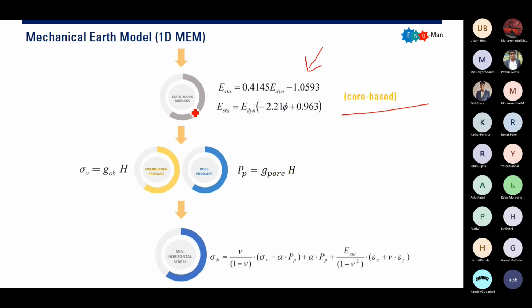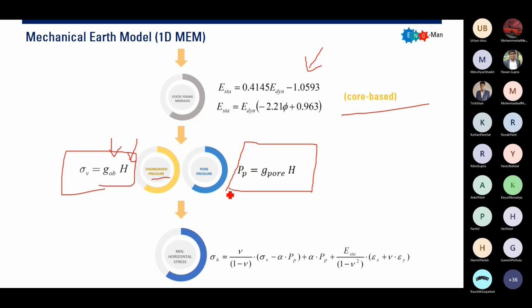And from static Young's modulus, we calculate the overburden pressure or overburden stress by easily calculating using this formula. And the overburden gradient multiplied by the depth of our reservoir at which we want to create the fracture, and the pore pressure is easy, the pore pressure gradient multiplied by the depth of the reservoir.